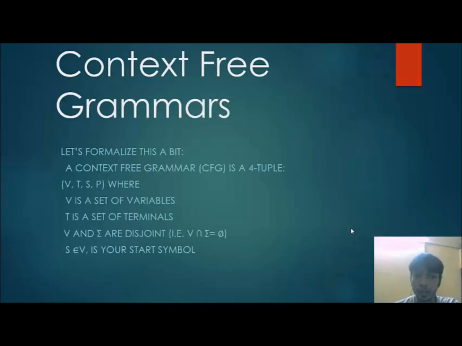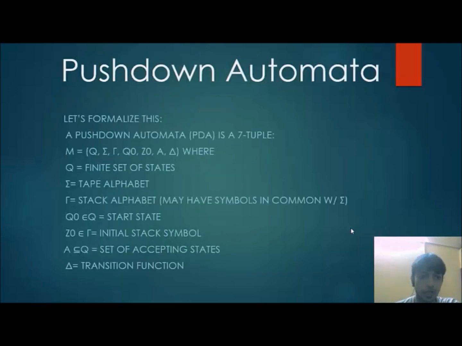We can define context-free grammar by four tuples, which are V, T, S, and P. V is a set of variables, T is a set of terminals, S is a starting symbol, and delta is a transition. We can also define push-down automata by seven tuples, which are Q, sigma, gamma, Q naught, Z naught, A, and delta. Q is a finite set of states.